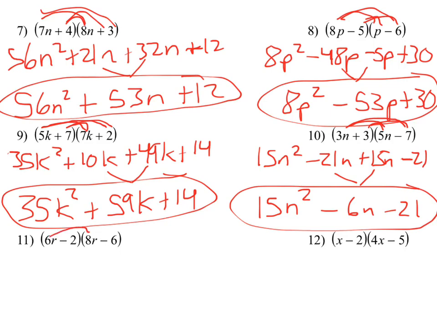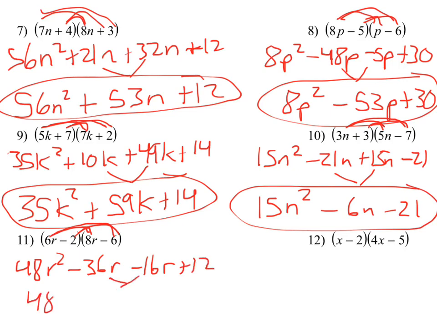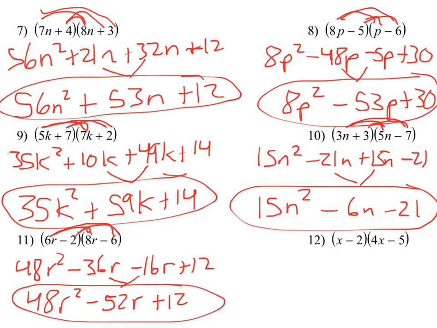Next one, 6r times 8r and 6r times negative 6 is going to give me 48r squared, and then negative 36r. Negative 2 times 8r and negative 2 times negative 6 is giving me negative 16r and positive 12. Combine those inside terms together, combining like terms to simplify things down, and you'll get negative 52r, and then plus 12 on the end there, and that one's all distributed.